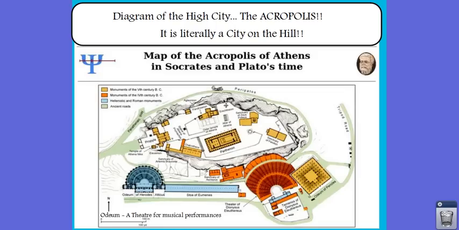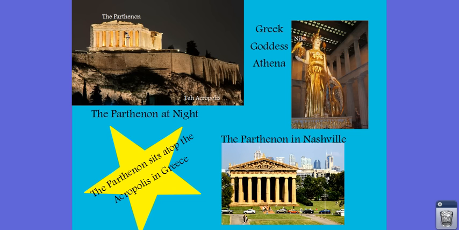And this would be why they call it a city on a hill. It's literally on top of the hill, and it overlooks all the homes and shops and farms. Okay, I've got another picture here. This is the Parthenon at night.